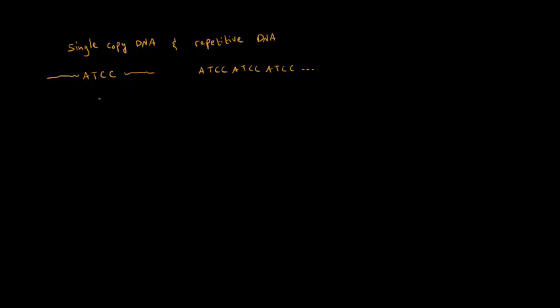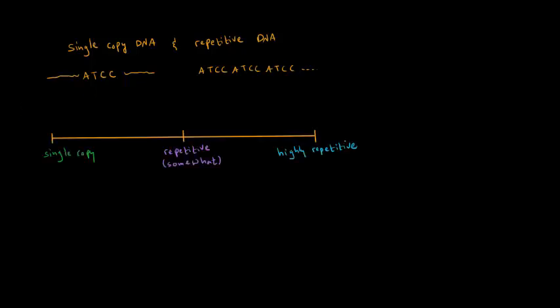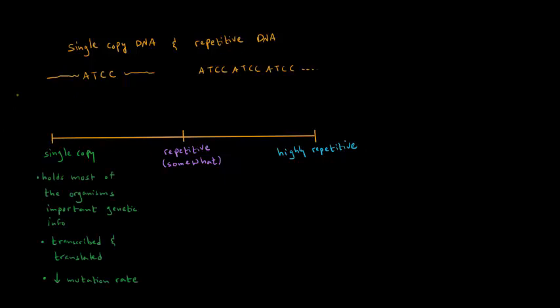So what's the difference between single copy DNA and repetitive DNA? So here we have a spectrum. On the left we have single copy DNA, in the middle we have DNA that's somewhat repetitive, and on the right we have highly repetitive DNA. So single copy DNA holds most of the organism's important genetic information. So basically most of the important genes are going to be single copy. Since the important genes are single copy, DNA is transcribed and translated, and it has a low mutation rate, which is a good thing because of course we don't want there to be mutations in the important genes.